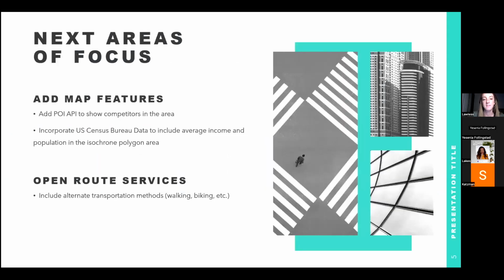So for next areas of focus, I would love to expand this project. I think the next thing that would be helpful would be adding a points of interest API. If you're a coffee shop, you want to see all the other coffee shops in the area, your competitors, and how well they're doing, what they're rated, how much they're charging for coffee, just get all of that information.